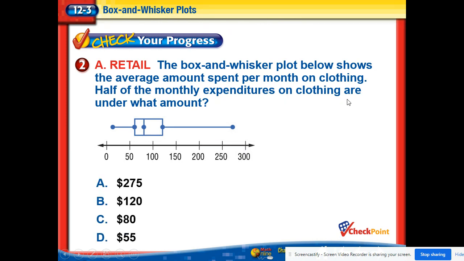Half the monthly expenditures of clothing are under what amount? So we're looking at this value right here, which is probably the $80 right here.